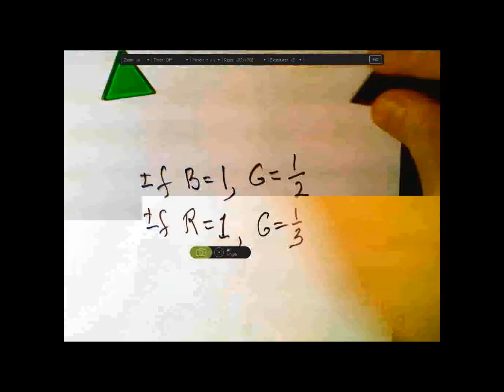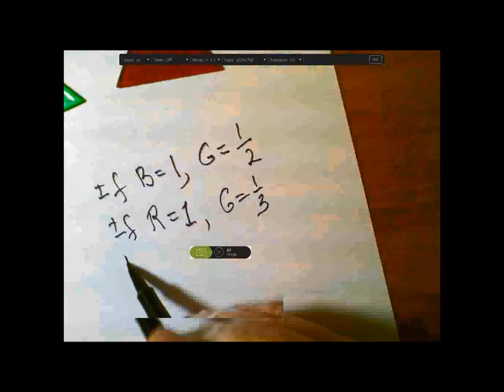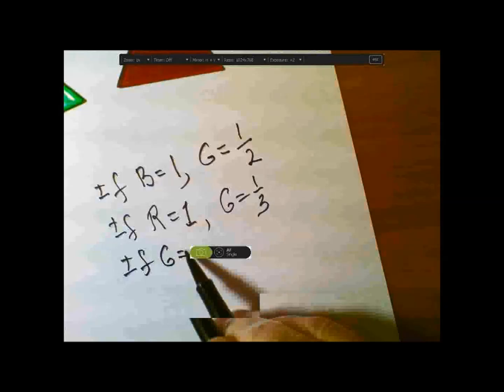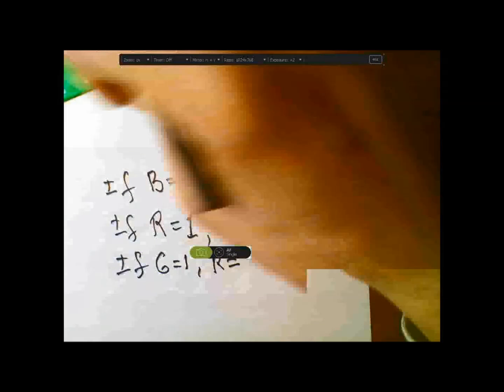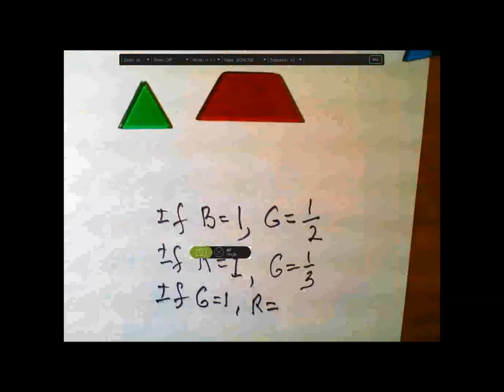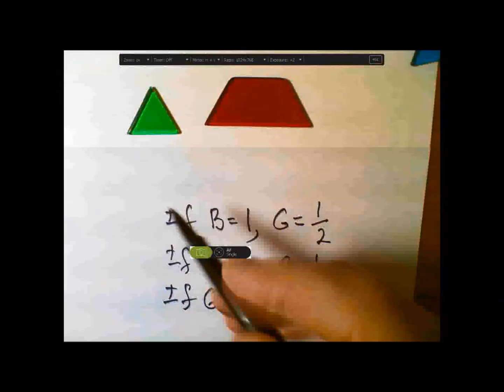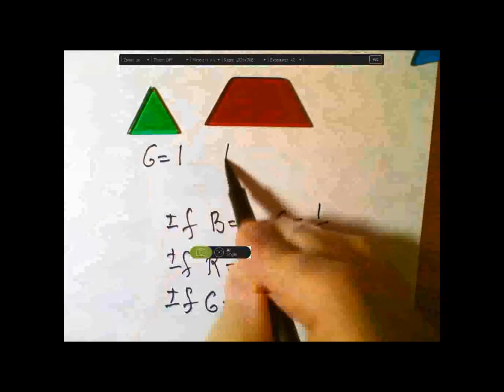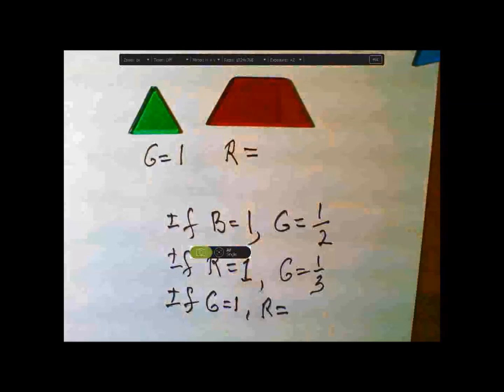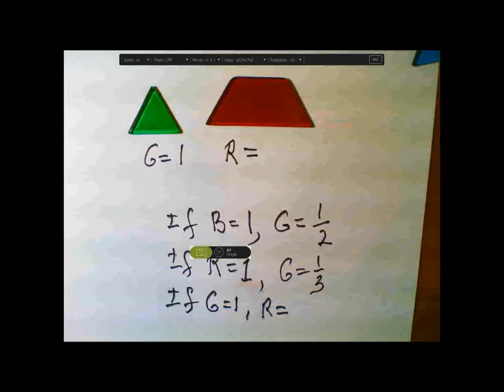Yes. Okay, let me change the problem. If the green is 1, how much is the red? If G is equal to 1, how much is R? This is your whole. This is 1. How much is this? How many wholes would it be? How many greens does it take to make a red? 3 wholes. How many say 3 wholes? Okay, so if the green is 1 whole, the red is 3 wholes.